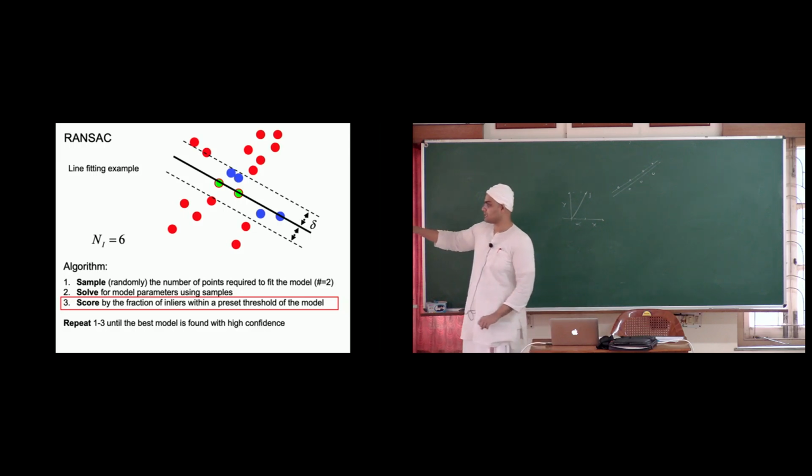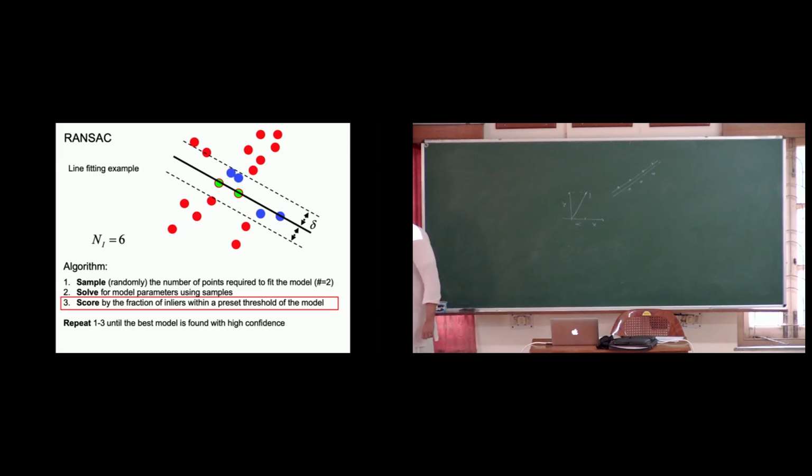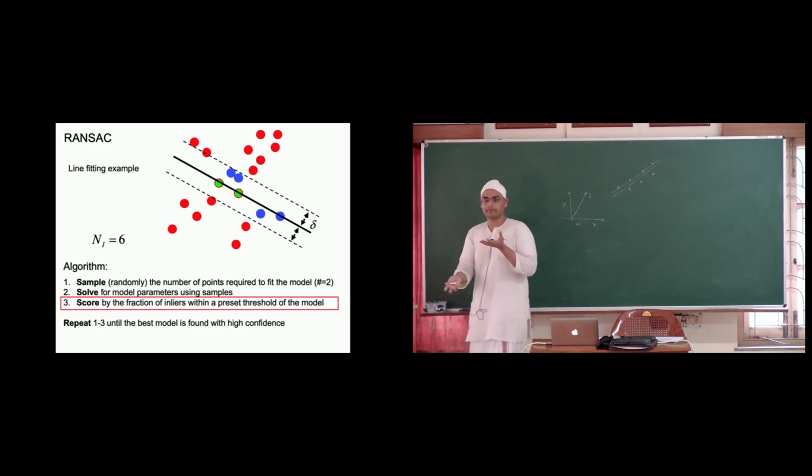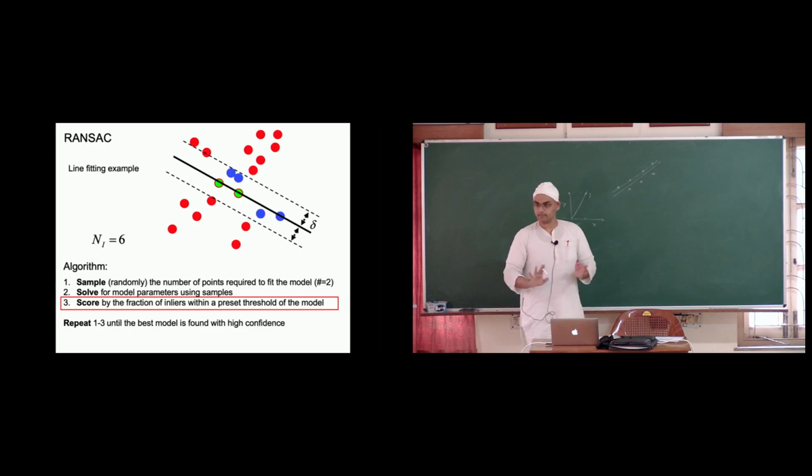How many points am I taking for a particular sample? That is fixed. That depends on the model, how many points or how many parameters you want to fit. How many numbers of samples? Whenever you are talking about the samples, think about how many times I am taking this pair of points. Okay? Clear?